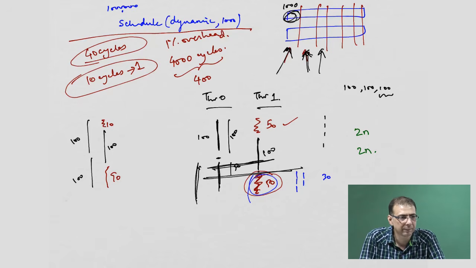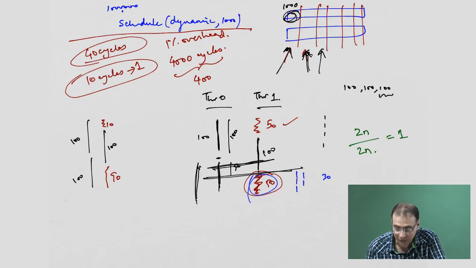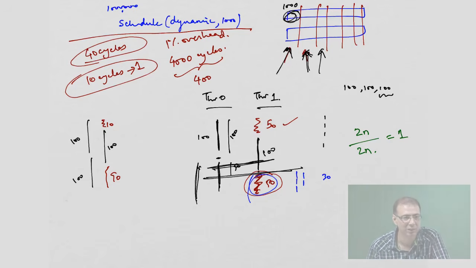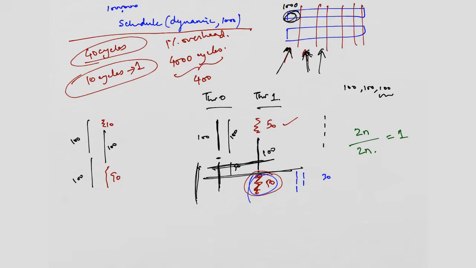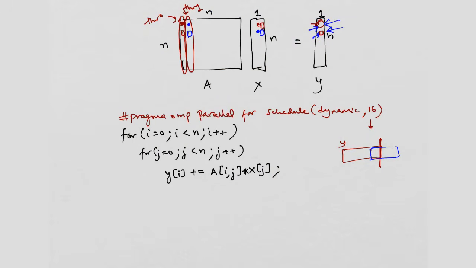Is that clear? I have to do 2n memory accesses. I'm working on each element only once, so I can't get around this. This compute to memory ratio is 1. The number of compute operations to the number of memory operations is 1. Okay. What about this?